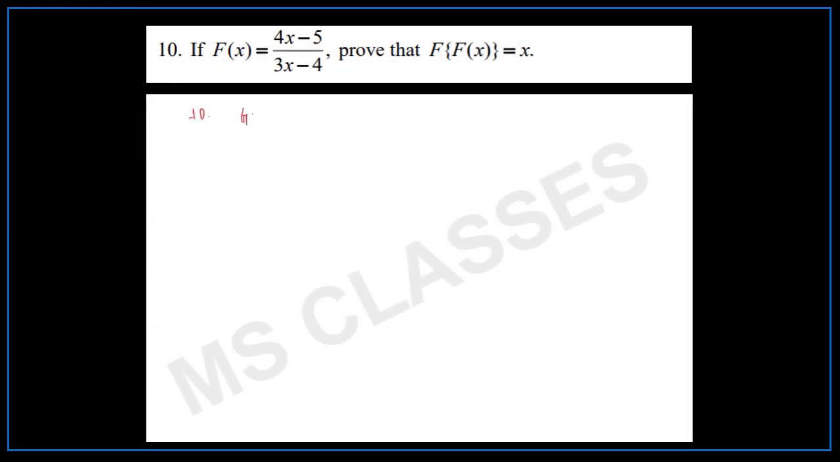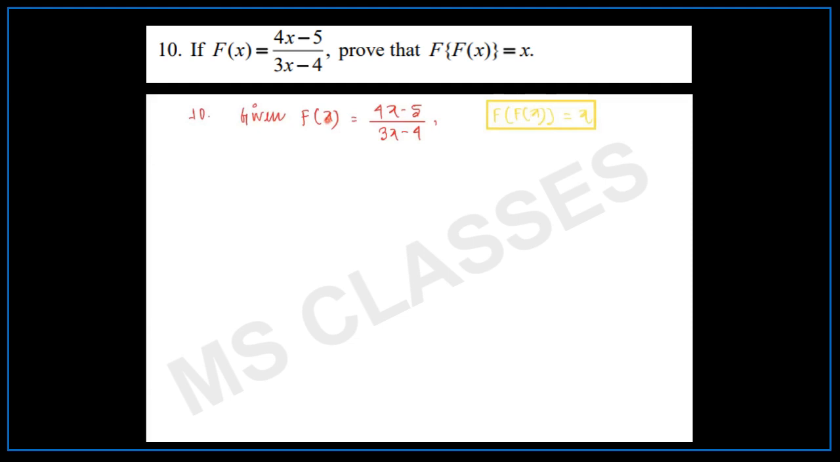Given f(x) equals to (4x minus 5) by (3x minus 4), and here we have to find f of f(x) and we have to show that it is equal to x. So here what we have to do, we have to find f of f(x). So now for this function, f(x) itself is acting like x.